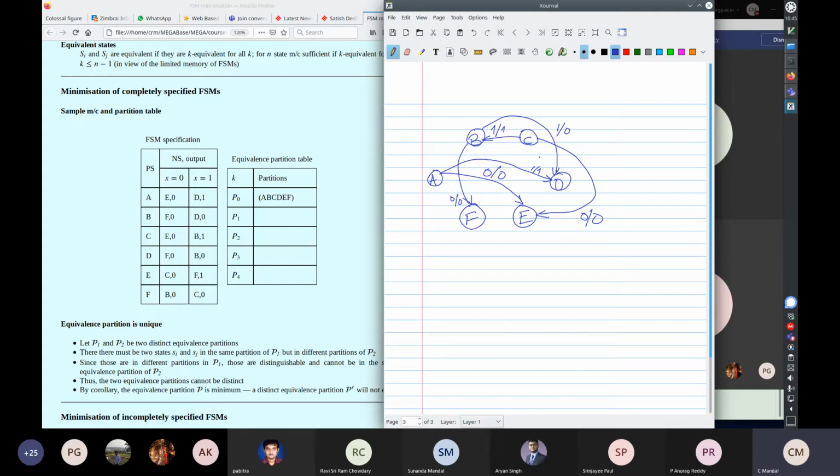Then D on input 0, you go to F and you output a 0. And on input 1, you go to B. Sorry, I think I made a mistake. Yeah, from D on input 0, you go to F, output is 0, and on input 1 you go to B and you output a 0. Alright, I'm just completing it.